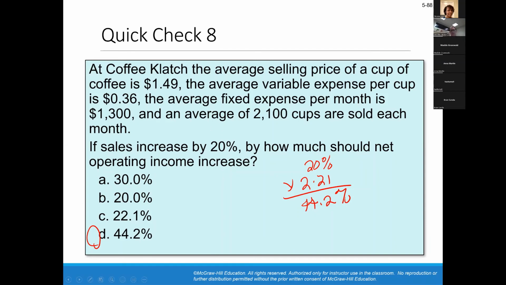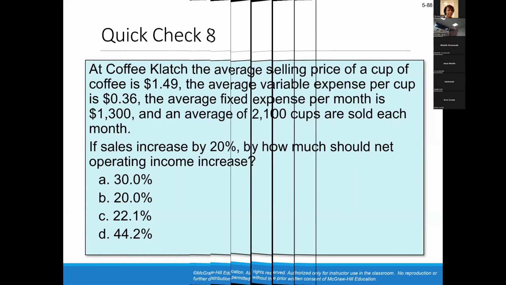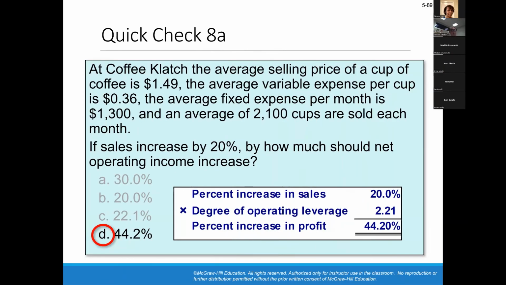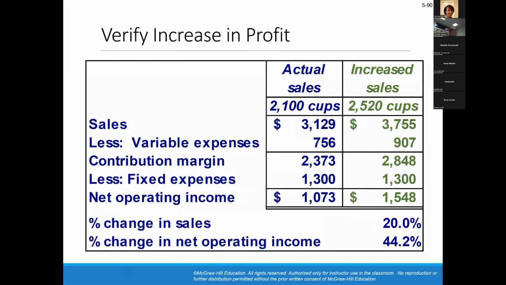Okay, so they're telling us we're increasing the sales by 20%. What is my operating income increase going to be? It's going to be 44.2%. Okay, and there it is for you. And then they'll break it out and show you the numbers to show how that is. So we had 2,100 units we're increasing by 20%. So remember, you can do times 1.20, and that gives you the 2,520.